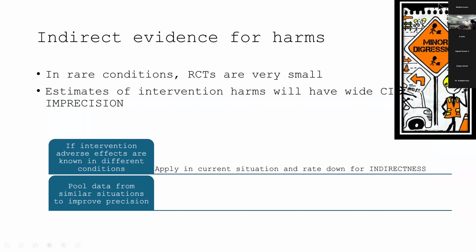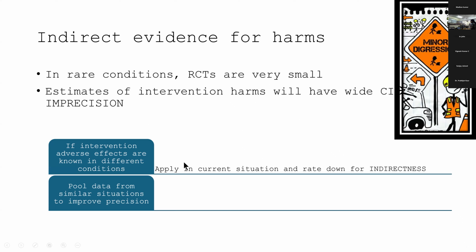When you're looking at this indirectness for harms, it's very difficult to actually capture harms because with RCTs, if the condition is rare, you don't have enough sample size to detect harms. And estimates for harms will have wide confidence intervals and a lot of imprecision.